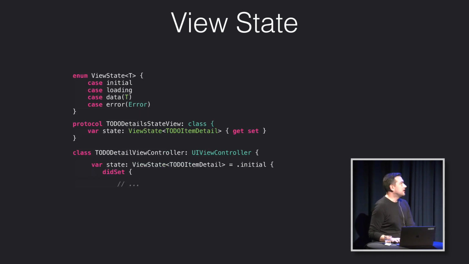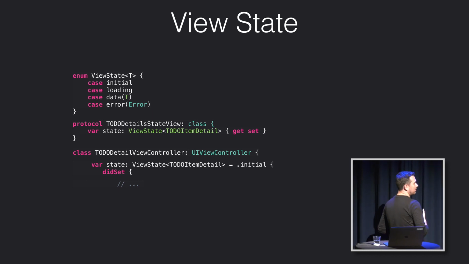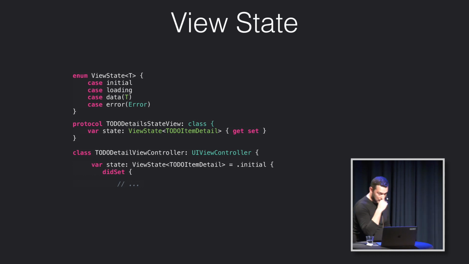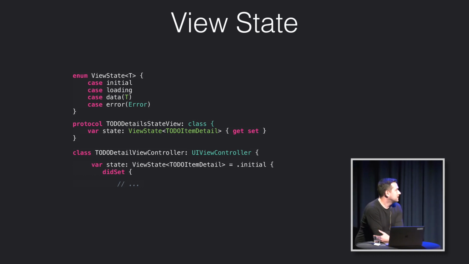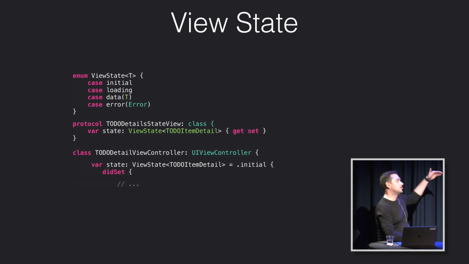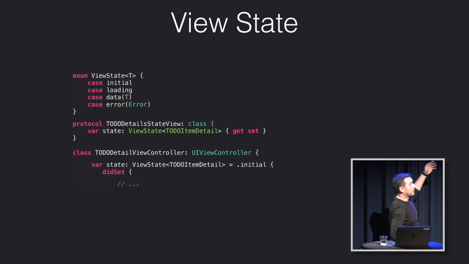Luckily, Swift enums are here to help. What you can do is represent the state of your view controller with an enum. We call it ViewState here. Basically, this enum has a generic parameter T, which is for your data, and it has 4 cases. It has an initial state, a loading state, a data state with an associated value of T, and an error state with any error.